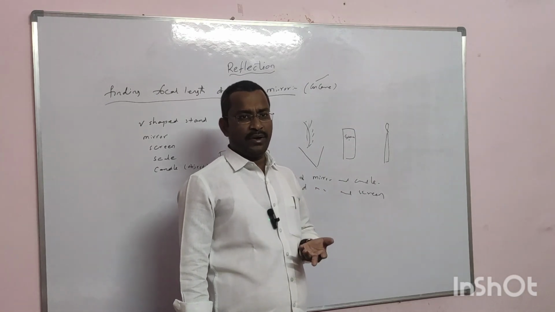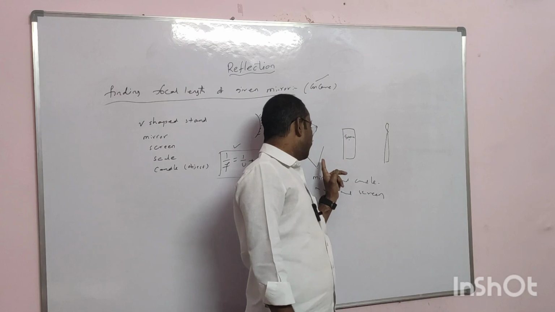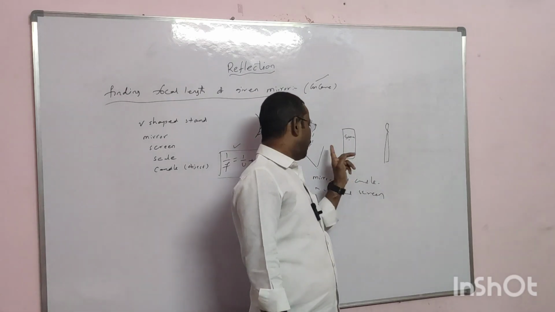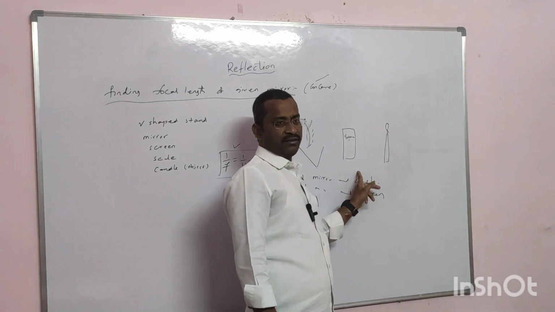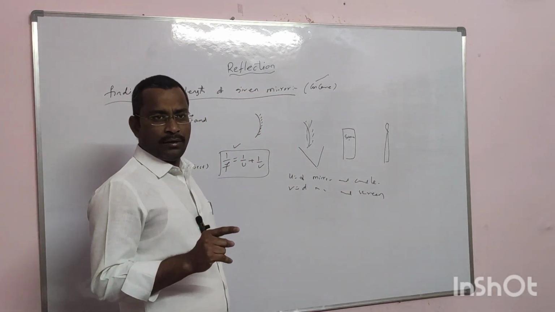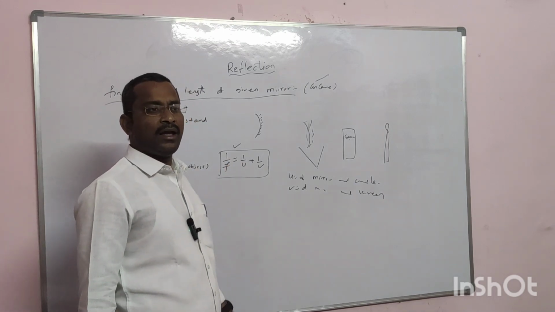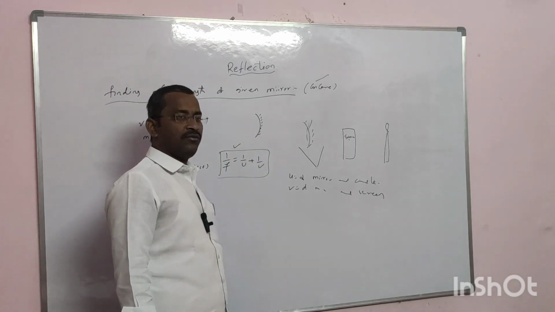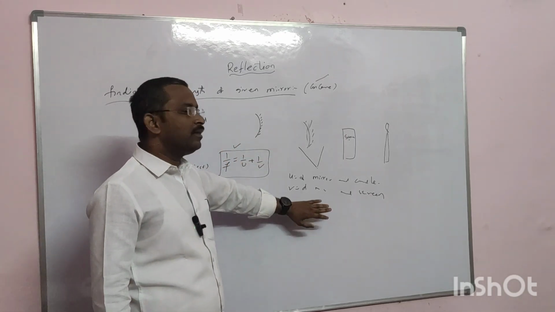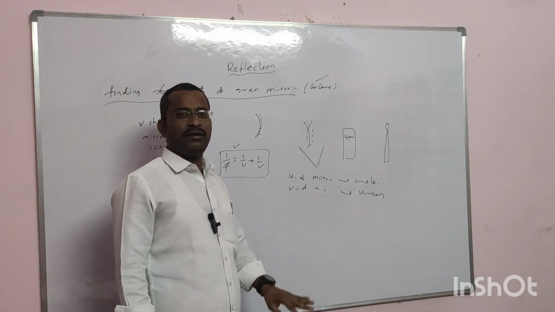Once you get the clear image, using the ruler, find the distance between the mirror and the candle, say it as U, and find the distance between the mirror and the screen, say it as V. By applying the sign convention rules, substitute in 1 by F is equal to 1 by U plus 1 by V. After your simplification, you will find the focal length. To have the focal length exactly, repeat the procedure twice and thrice.